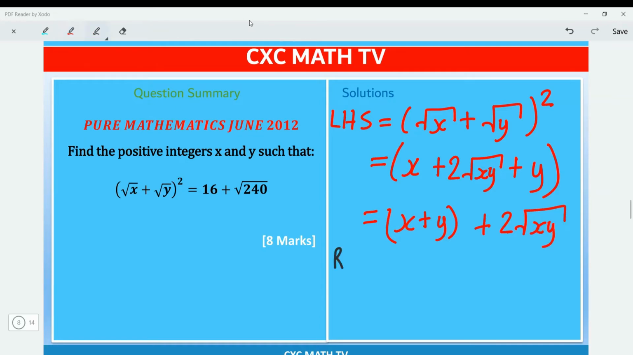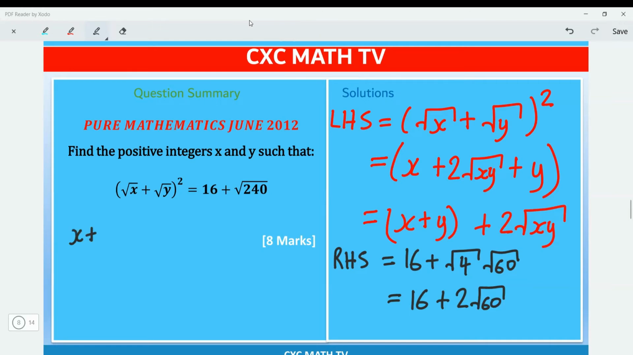Now let's have a look at our right-hand side. This is 16 plus the square root of 240. I can break up 240 as 60 times 4. So this is the square root of 4 times the square root of 60. The square root of 4 is 2, so the right-hand side is really 16 plus 2 root 60. So the left-hand side is x plus y plus 2 root xy, and the right-hand side is 16 plus 2 times the square root of 60.